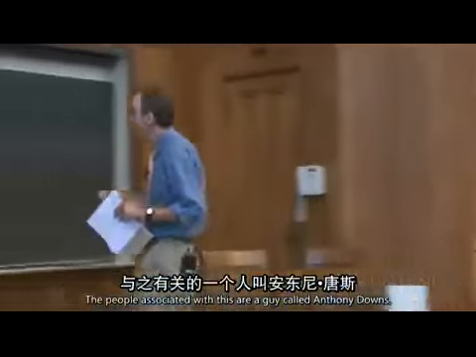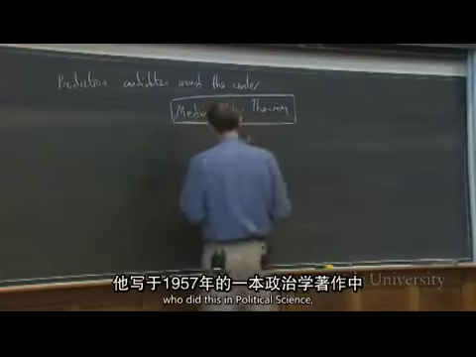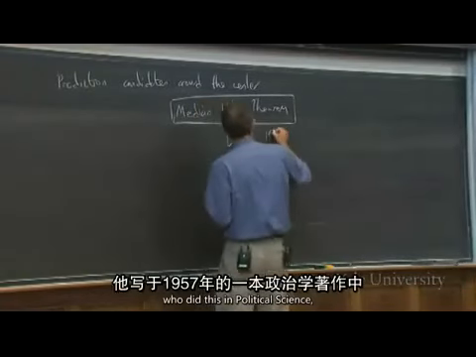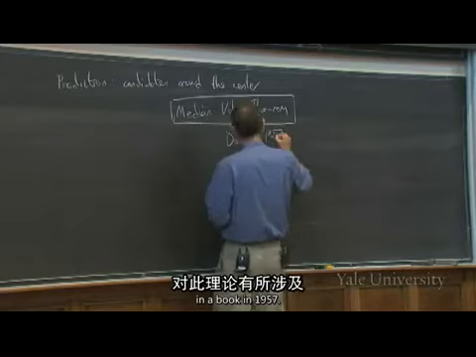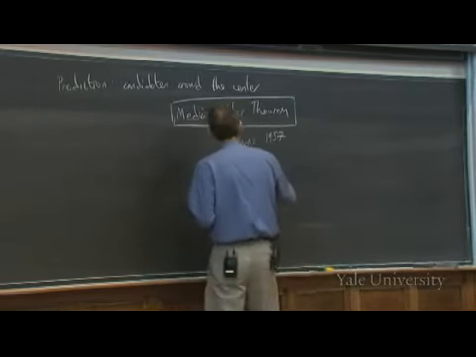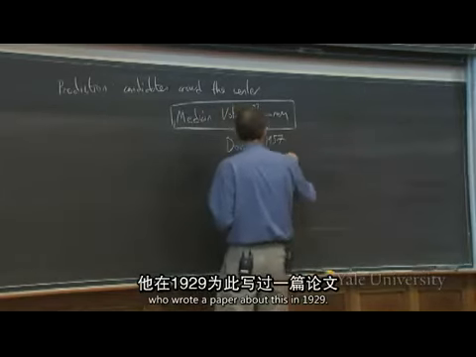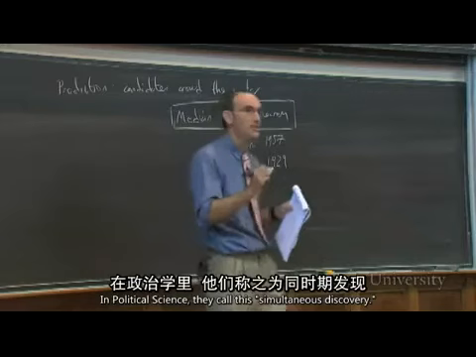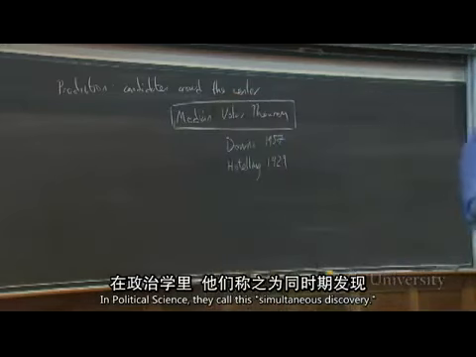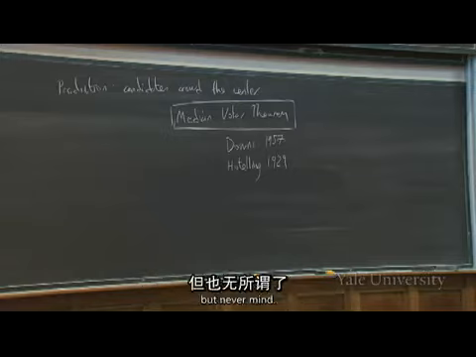And the people associated with this are a guy called Anthony Downs, who did this in political science in a book in 1957, and in economics, a guy called Hotelling, who wrote a paper about this in 1929. And in political science, they call this simultaneous discovery. I think 1929 is a bit earlier, but never mind.